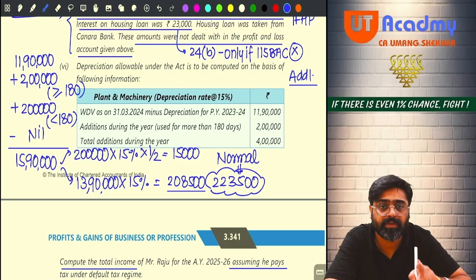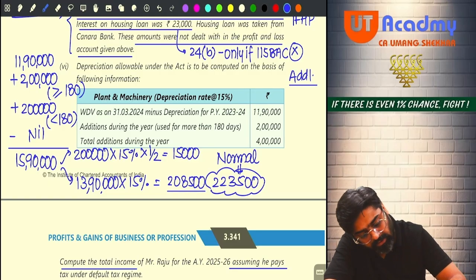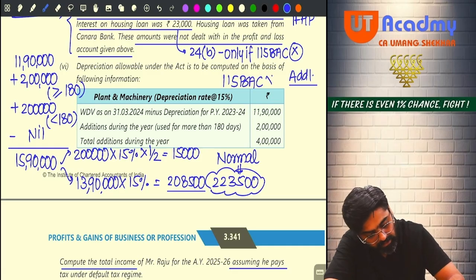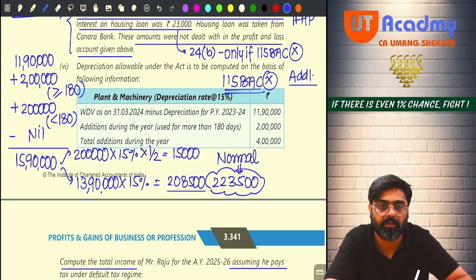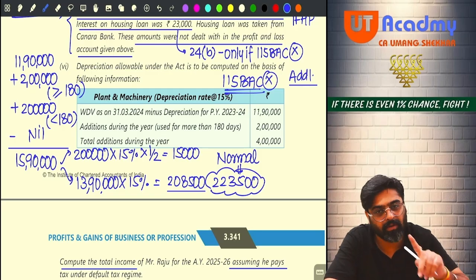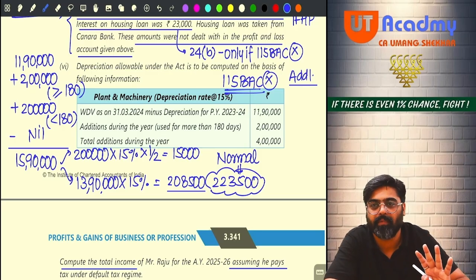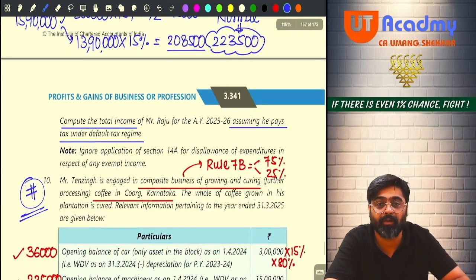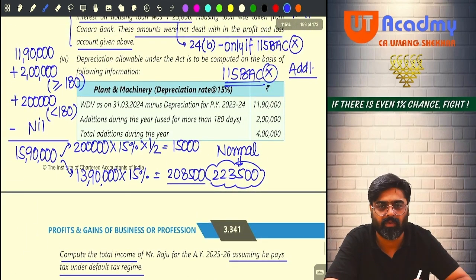So if in the same question they would have given that assessee is not following 115BAC, then we would have calculated the additional depreciation also. Hello sir. We will calculate, but we will not claim. Because the assessee is following 115BAC, no? But let's calculate, no? How much is the amount?